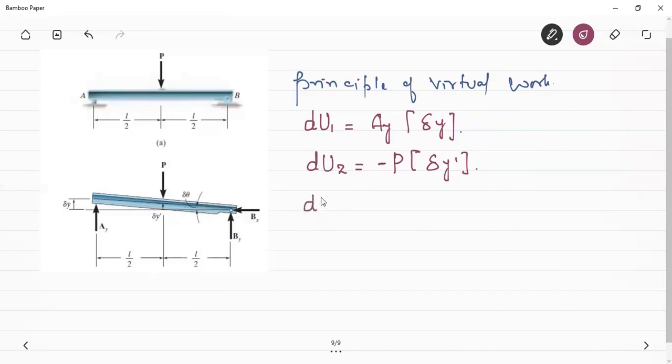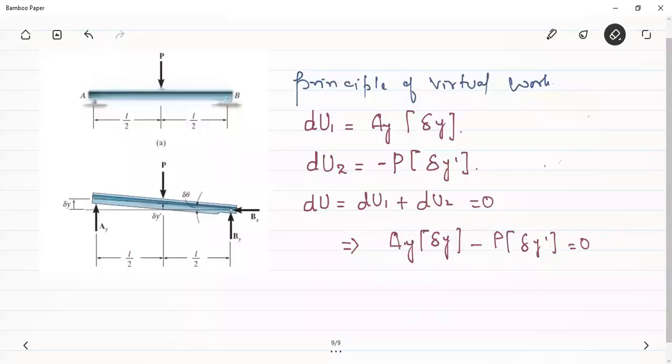Now, from the principle of virtual work, we can say that the summation of all the virtual works due to all these forces and the external moments and couples will be equal to 0. And we have to take their algebraic sum, which means Ay into delta y minus P into delta y dash. Now these displacements, delta y and delta y dash, are linear displacements. They can be represented in terms of this delta theta.